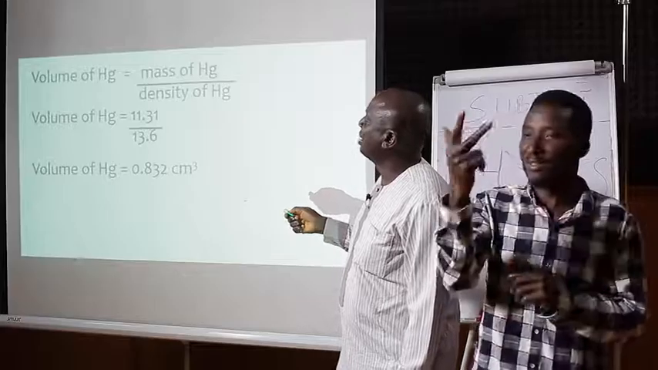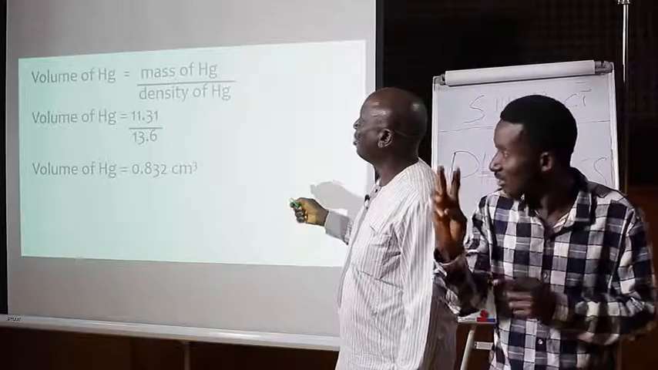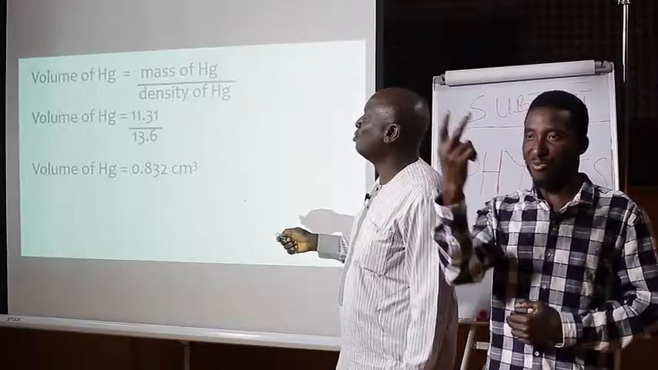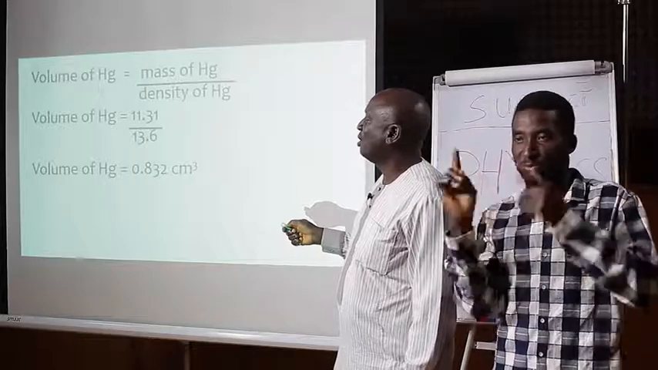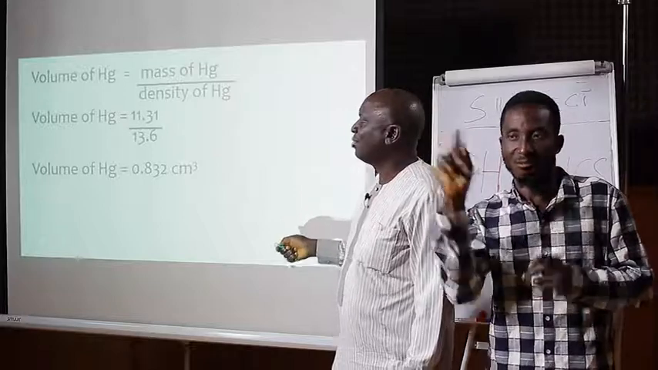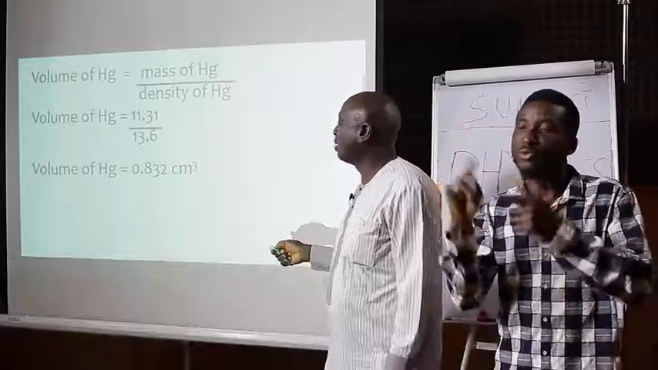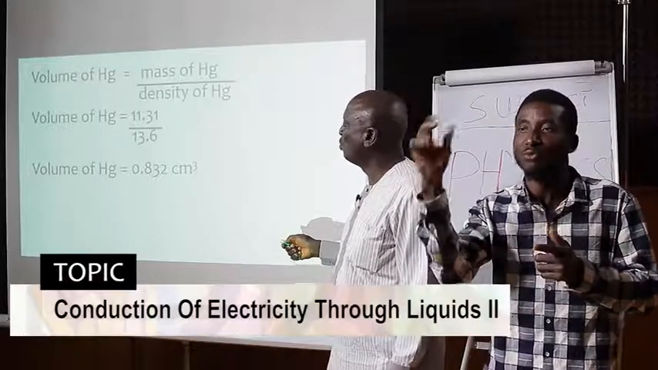Volume of mercury is equal to mass of mercury over density of mercury. So volume of mercury will be equal to 11.31 divided by 13.6. So volume of mercury, Hg, will be equal to 0.832 centimeters cube.